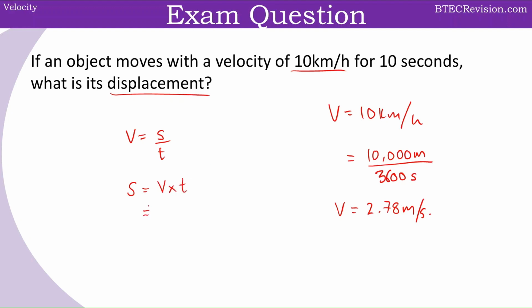And we can plug in our values. So velocity is 2.78 meters per second, and then multiply that with time, which is 10 seconds, and our answer would be 27.8 meters.